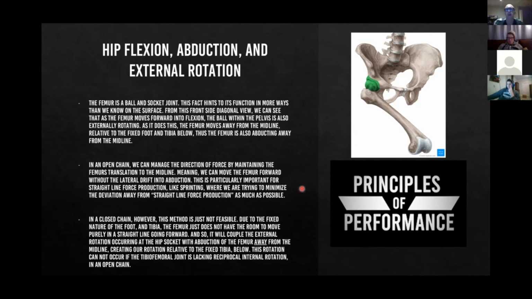This is particularly important for straight line force production like sprinting, where we are trying to minimize the deviation away from straight line force production as much as possible, because force loves straight lines. If we are externally rotating and abducting when we sprint, then we're going to have to pull that leg back into the midline to create extension. And that's wasted energy. That's force bleed, which we talked about in last week's webinar on the pillar. When we are deviating away from straight line force, that's force bleed.